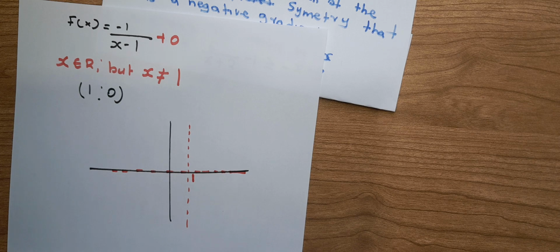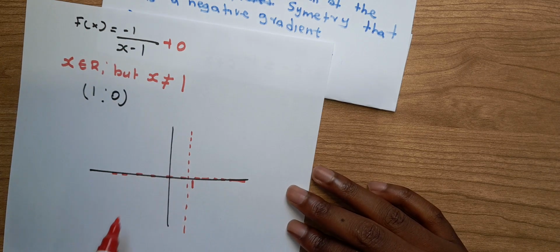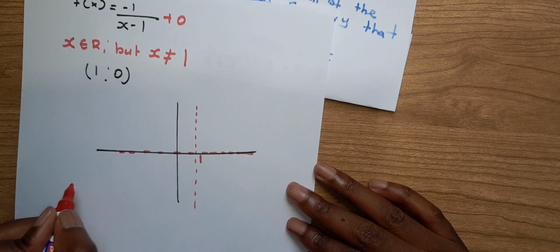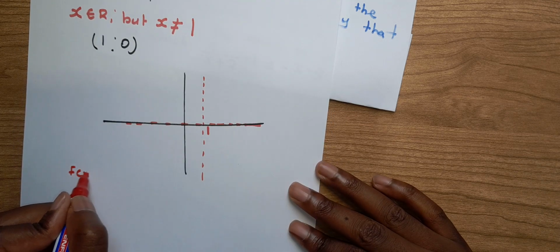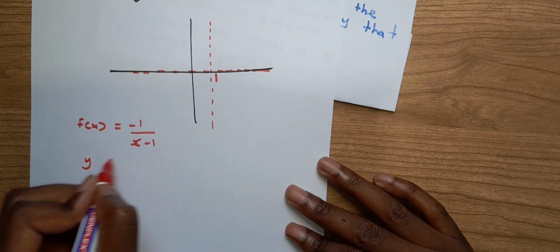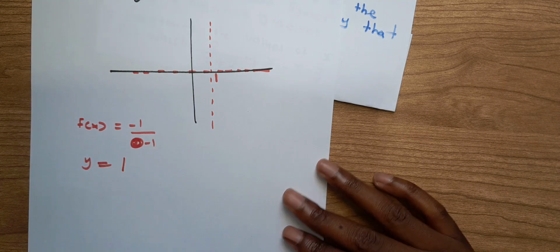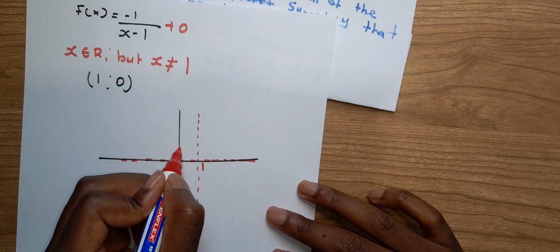So they want us to draw the sketch of this graph. First and foremost, determine the value of y, the y-intercept. How do you determine the y-intercept? If you are given this, you are given f at x equals -1/x minus 1. If you determine the y-intercept, it means that x equals to what? x equals to 0, and then -1 divided by 1, it will be 1. So it means that the y-intercept will be here at 1.